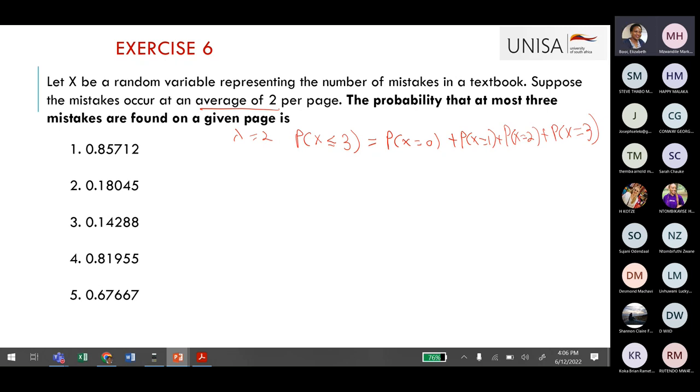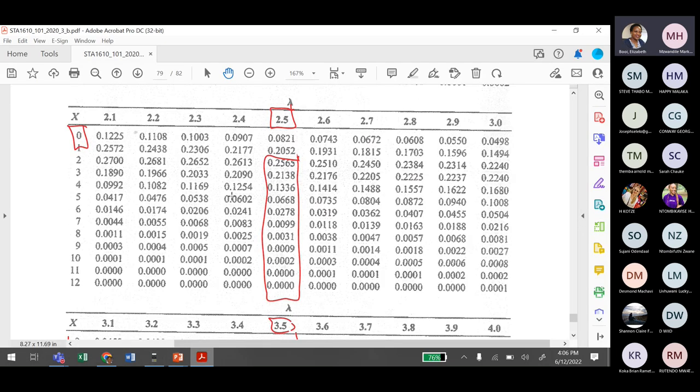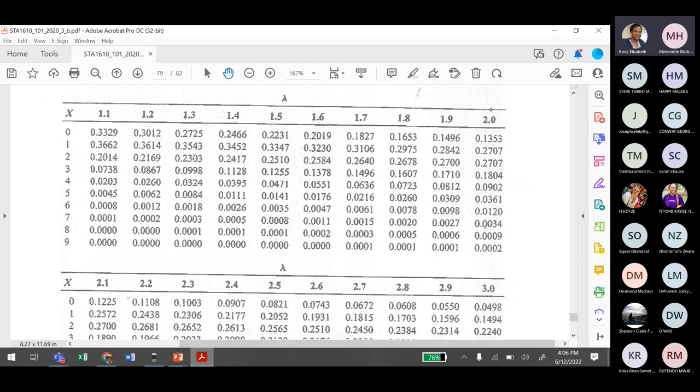I'm going to go to lambda of 2. I'm going to give you the time to look at the table. Lambda of 2 is the top one. Let's remove the ink. So it's the last question. So this is 0, 1, 2, 3, 4, 6, 7. The math is 0, 1, 2, and 3. Just write all the values.